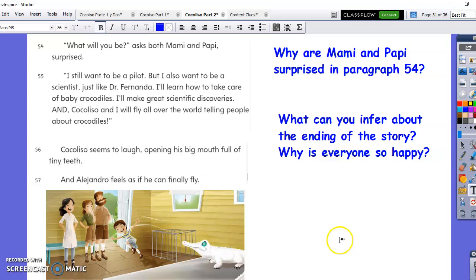Same thing here. Please pause, give yourself a chance to read the text. And think about why are Mommy or Mama and Poppy surprised in paragraph 54. What can you infer about the ending of the story? Why is everyone so happy?